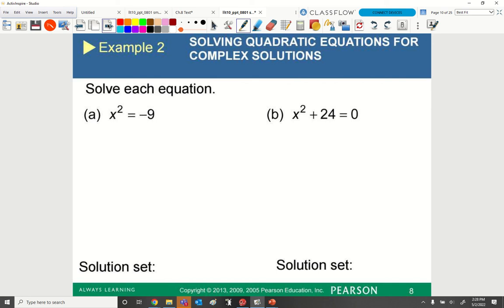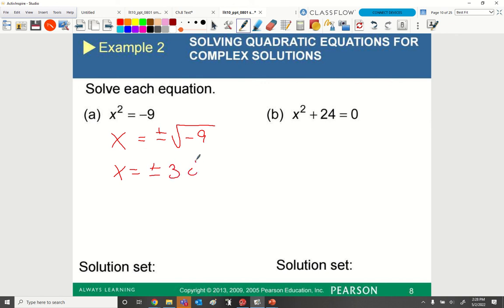To undo a square, what do I have to do? Square root. But when I square root something, what can I not forget? Plus or minus square root of -9. But now, what is that negative going to give me? That's your i. What about the square root of 9? 3. So your answer is going to be x equals plus or minus 3i.